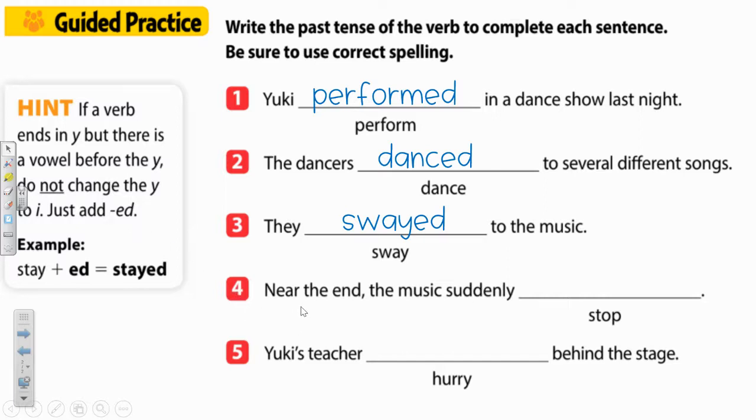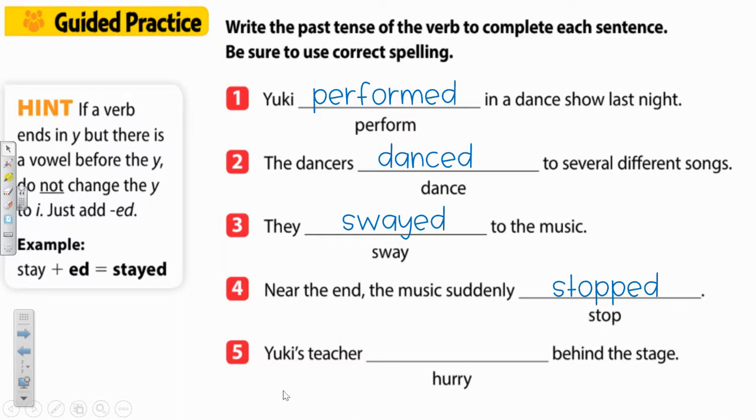Number 4, near the end, the music suddenly blank. What's the past tense of the verb stop? Okay, here we have a short vowel sound, followed by a consonant. So if we just added ed, it would look like the word stoked. Is that what we want? Nope. We've got to double the consonant. Stopped. So double your consonant in the middle there to keep that o a short vowel sound.